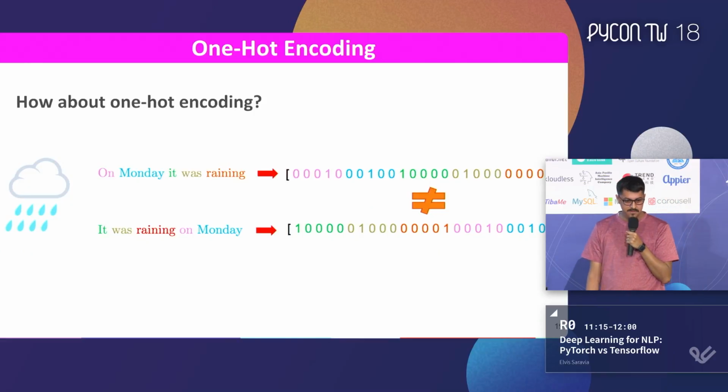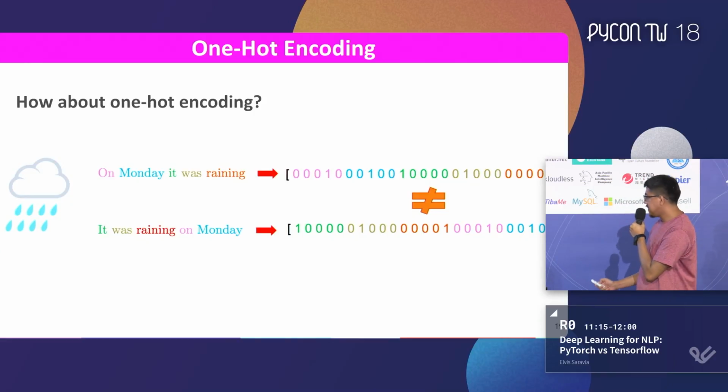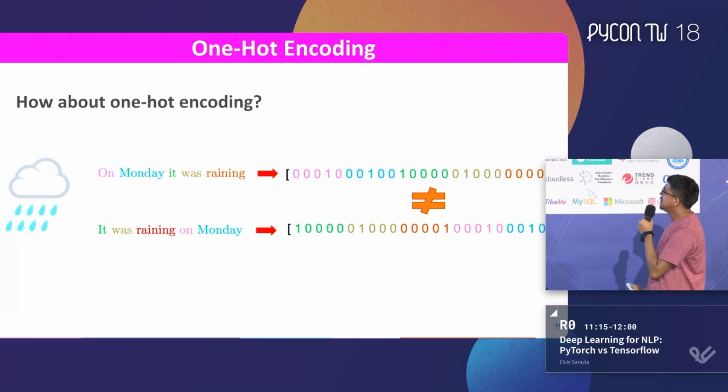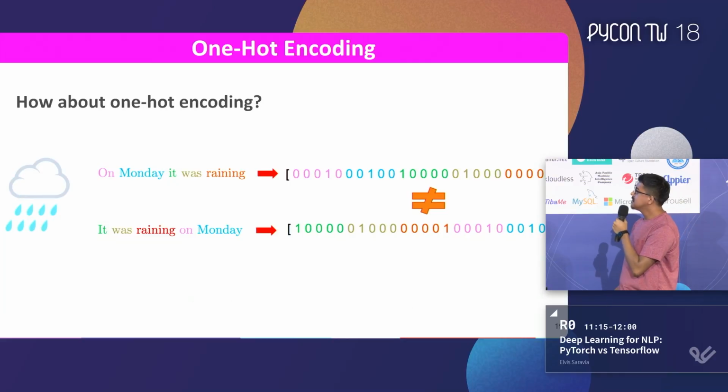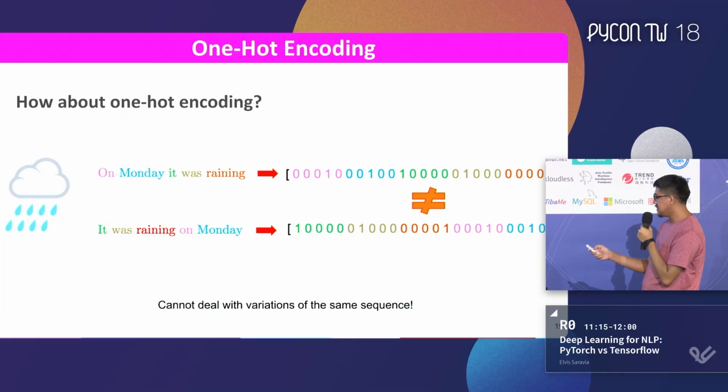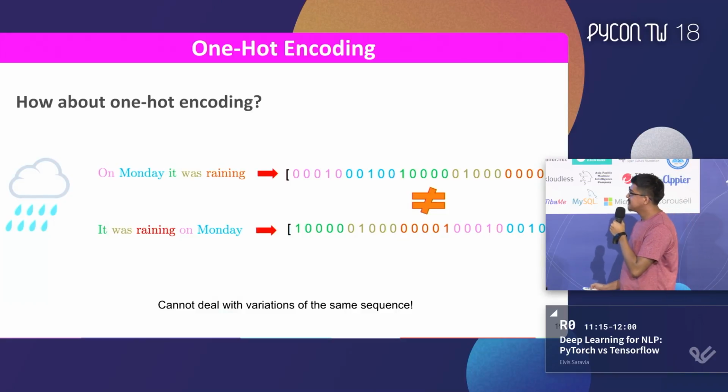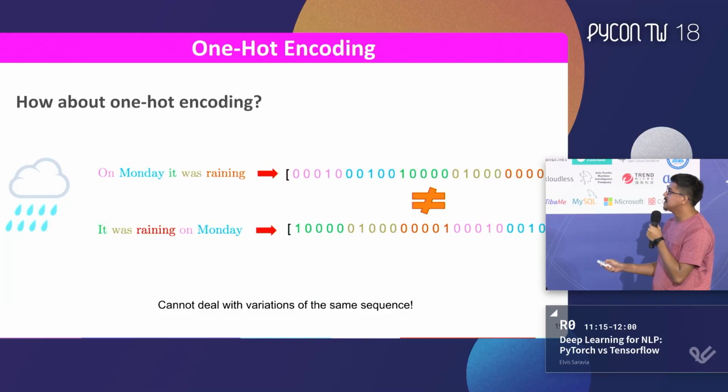So we have two different examples here. On Monday, it was raining, and it was raining on Monday. Do they mean the same thing? That's the first question. Do these two statements mean the same thing? They probably do, right? It's very subjective, actually. But you can see here that they are not the same representation, right? So that's an issue here. Even though those traditional techniques are good, for some very special cases like this, they're not very good. They cannot deal with variations of the sequences of words.